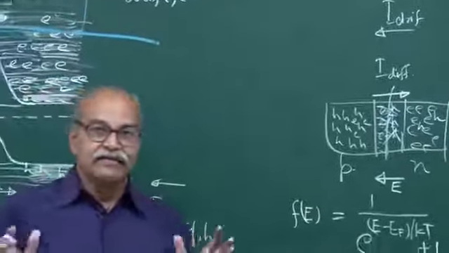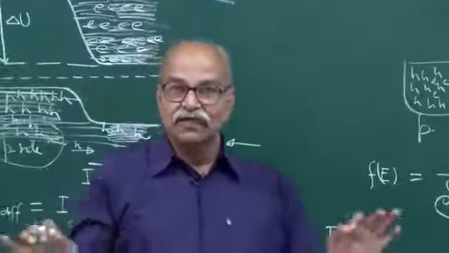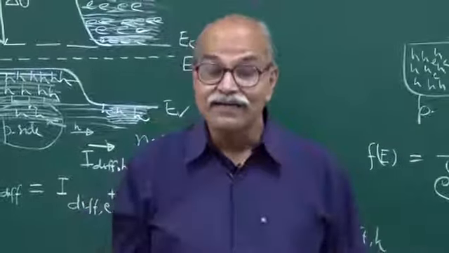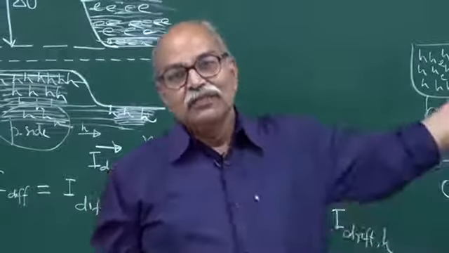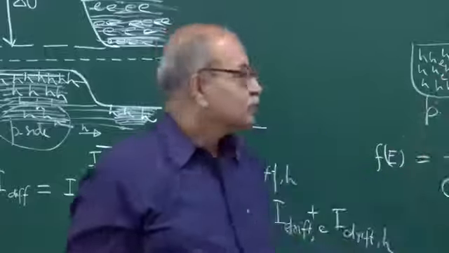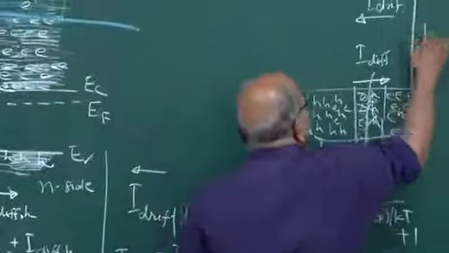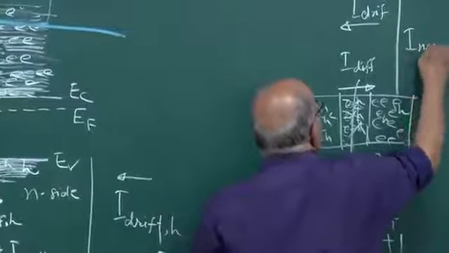And in equilibrium, when you have not added any external circuit, there is no final net current, and so these two are equal in magnitude. Okay? So these two are equal in magnitude, giving you net current 0.